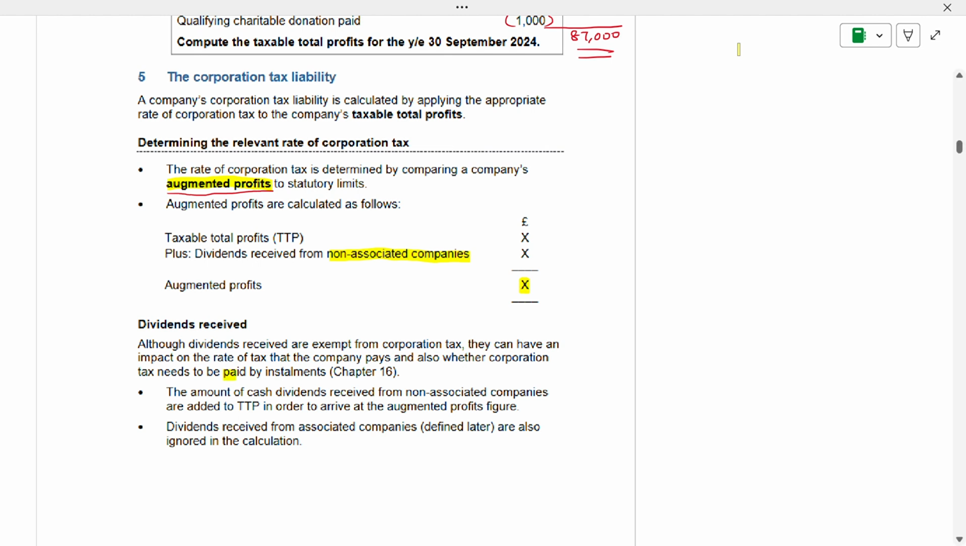Although dividend receipts are exempt from corporation tax, they can have an impact on the rate of tax the company pays, and also on whether the company's tax needs to be paid by installments. Wherever there is reference to next chapters, just hold it for a while. We have to focus on augmented profits in this section. The cash dividend received from non-associated companies is added to TTP to get augmented profits. Dividend received from associated companies is ignored in the calculation.